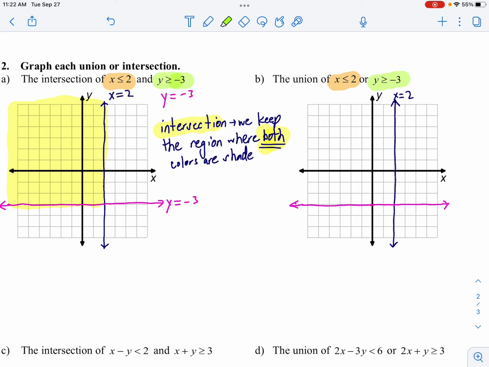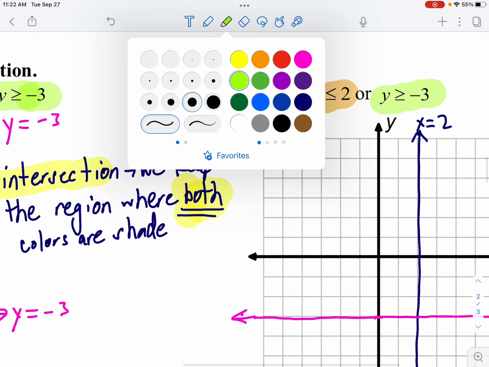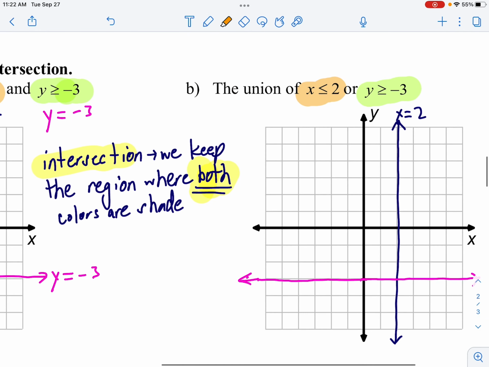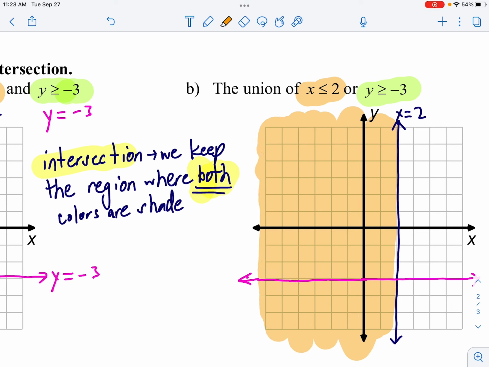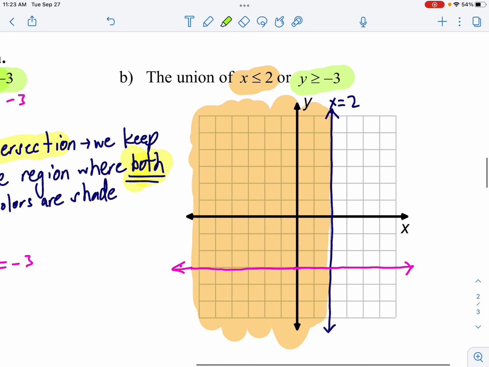So we're going to shade for x is less than or equal to 2, right? We shade to the left of that line. We're going to do that in orange. Everything to the left of that line. For y is greater than or equal to -3, we're going to shade everything above. The pink line is the line where y equals -3, so we're going to shade everything above that just like we did in the last problem.